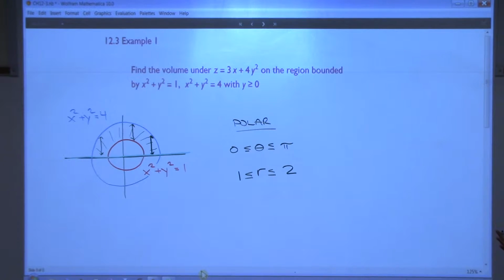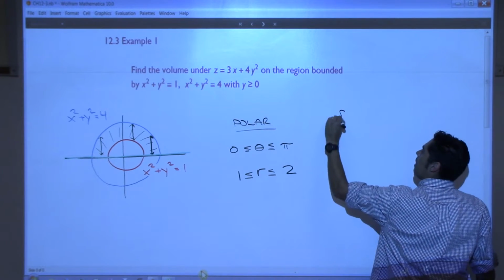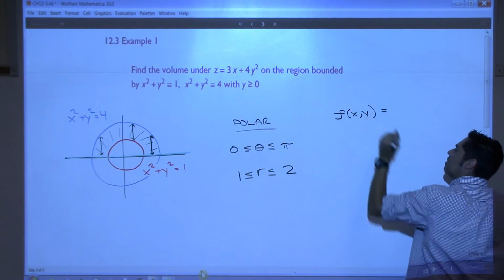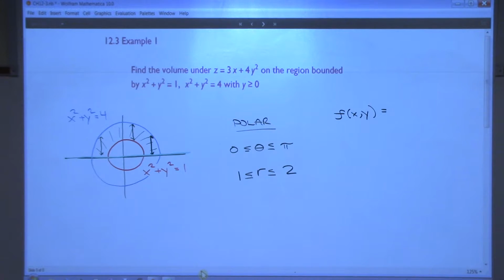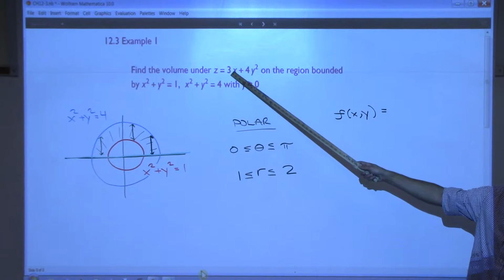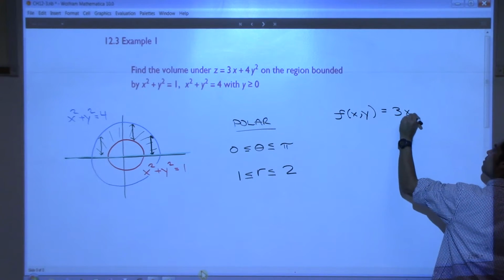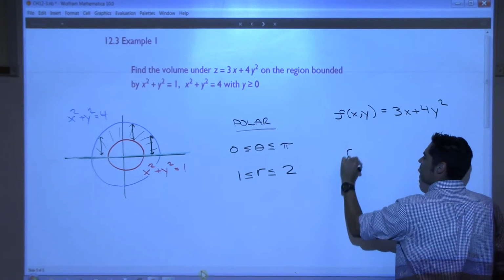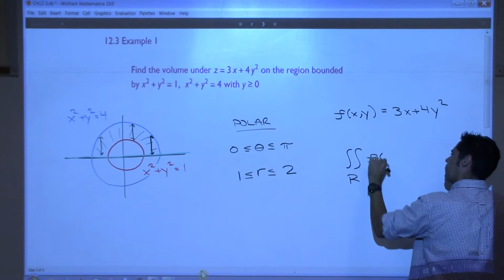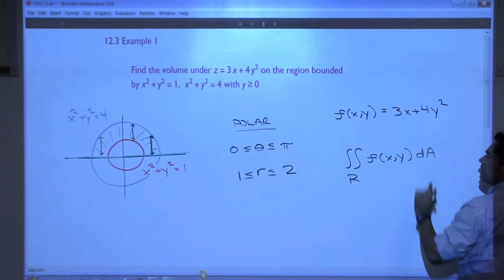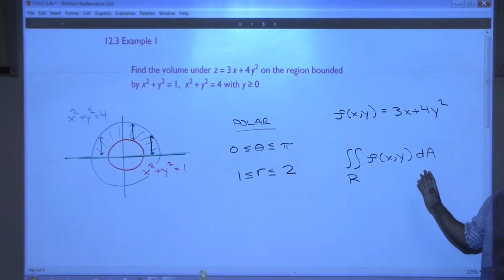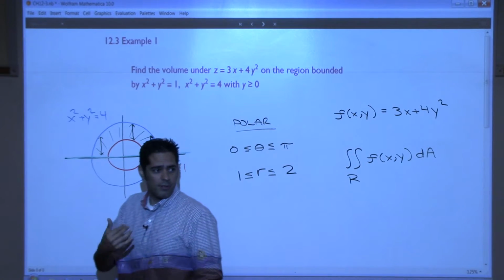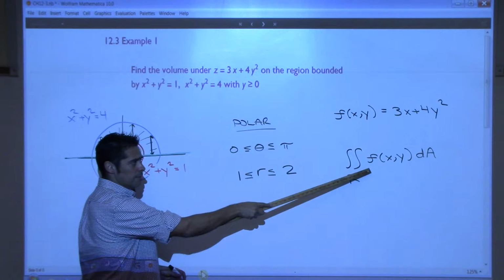Okay, so we've got the region under control, I think. What is the function f of x, y that we are going to integrate? It's this right here, right? Solve for z, but it's already solved for z. So 3x plus 4y squared. I'm trying to do this double integral right now. I've already convinced myself that the region is better suited for polar than it is for Cartesian, so I need to convert this from this to polar.